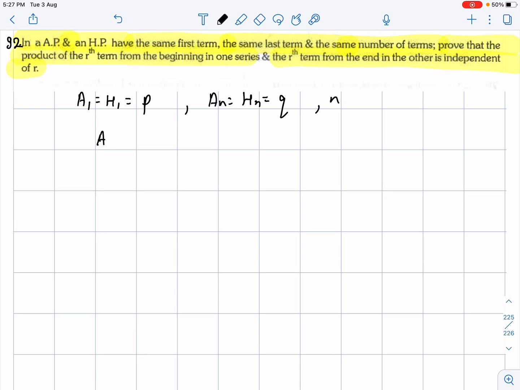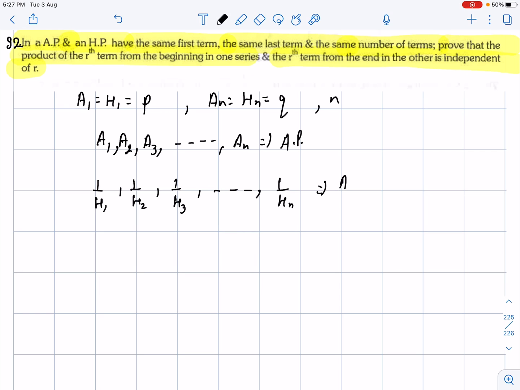So what do we know? A1, A2, A3, and so on up to An is an arithmetic progression, and 1 upon h1, 1 upon h2, 1 upon h3, up to 1 upon hn is also an arithmetic progression. So the first term will be 1 upon p, the nth term will be 1 upon q, and in the AP the first term is p and the nth term is q. Let us suppose the common difference of the AP is small d and the common difference of the other is capital D.